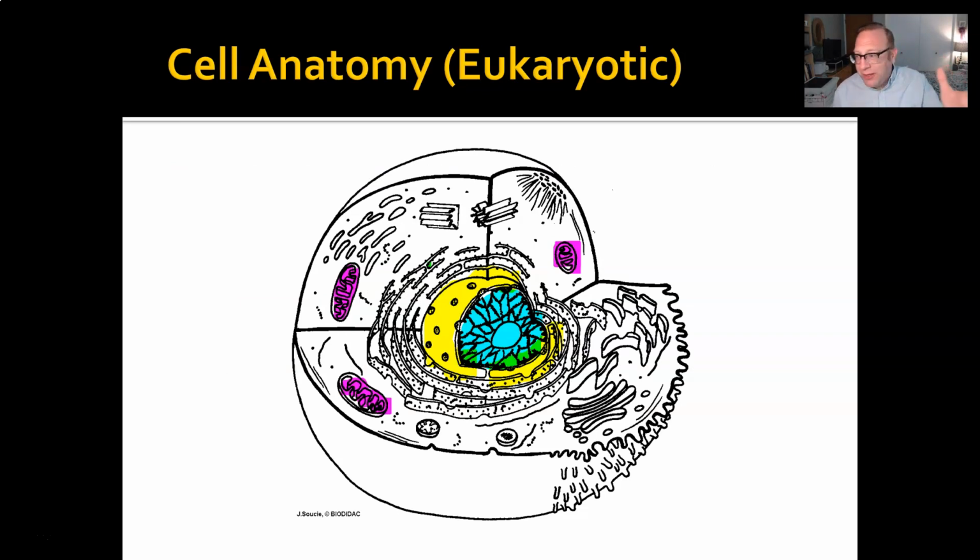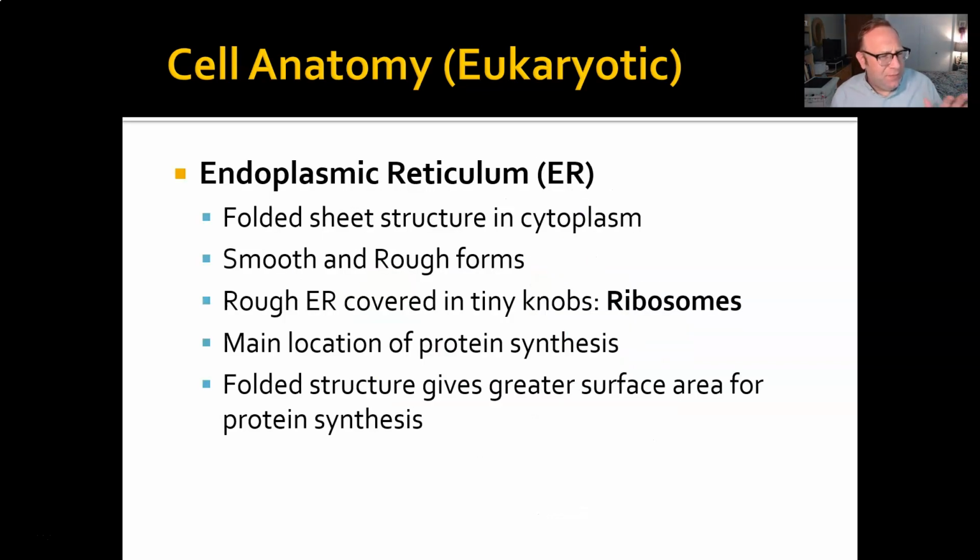Those are the purple things here. Please don't laugh. I know, I try my hardest, but it's getting better. Endoplasmic reticulum. You heard me mention this before. This is a long folded sheet of material that runs throughout the cytoplasm, which is the liquid filling the cell. It has a smooth form and a rough form. The rough form is covered in these tiny little molecular dots called ribosomes.